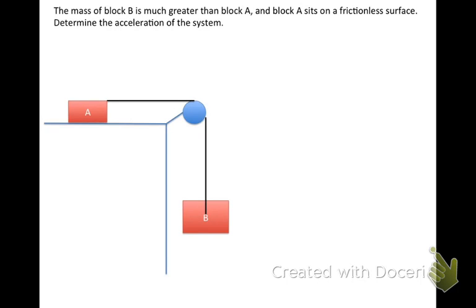Hi class. In this physics problem here, we're given that the mass of block B is much greater than block A, and block A sits on a frictionless surface. Determine the acceleration of the system.